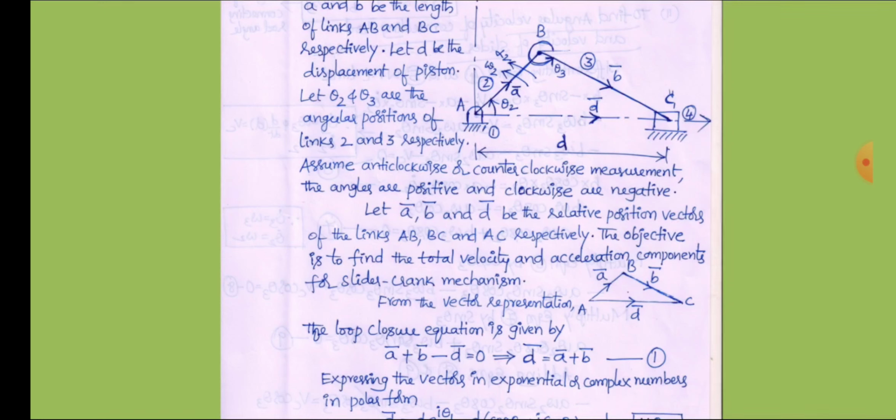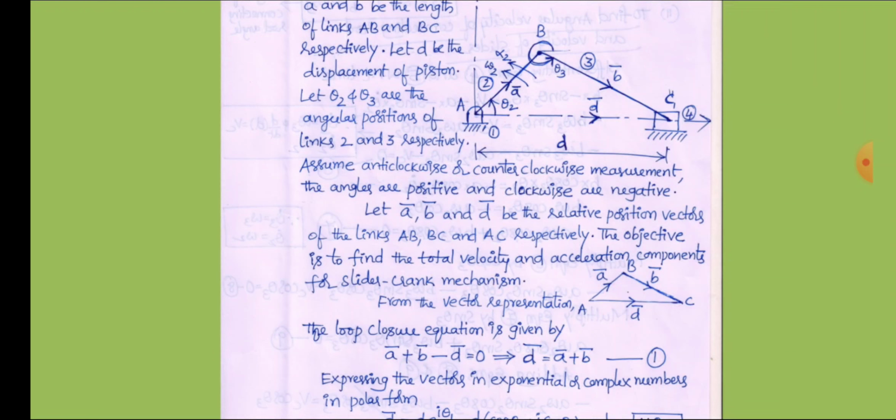But from the point C, instead of moving towards A, I just indicated the position of the vector from A to C. A to C is in the opposite direction, which is the displacement vector of the slider, or small d, which is the displacement of the piston.